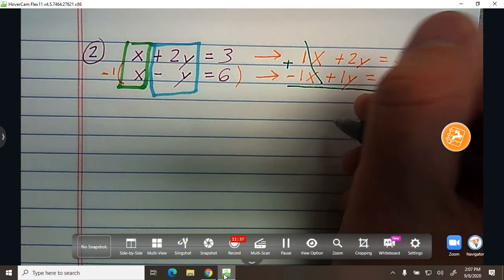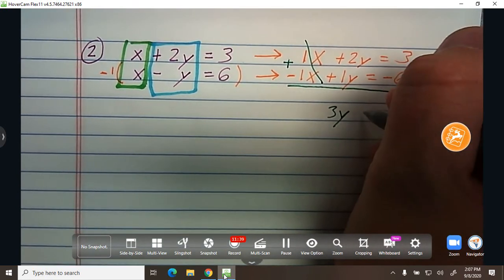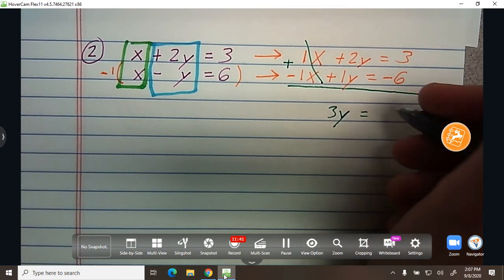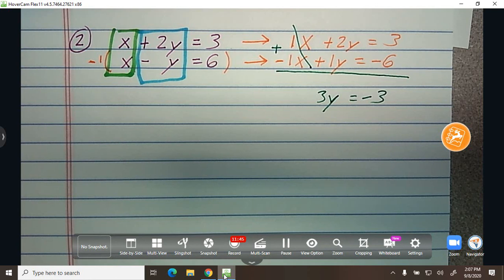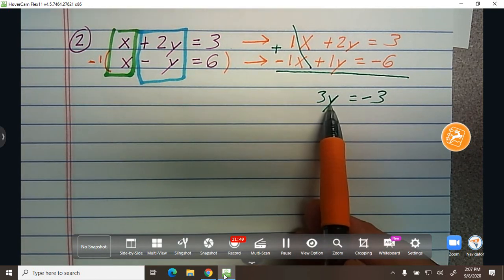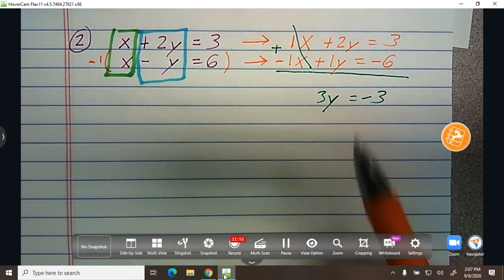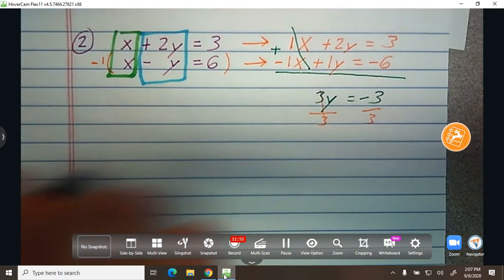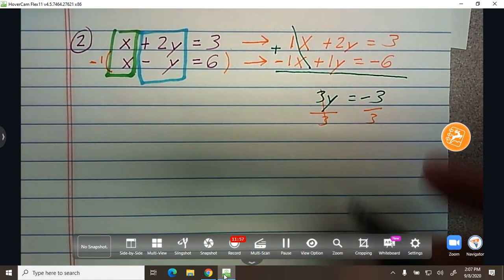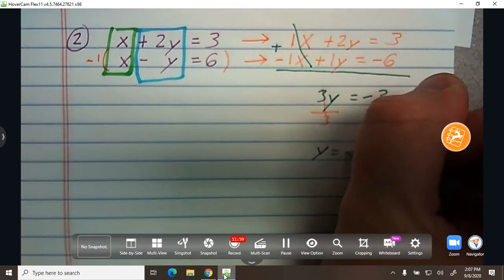2y and 1y is 3y. 3 plus negative 6, negative 3. Solve for y. Divide by the number in front of y, because that's 3 times y. And if you type in a calculator, negative 3 divided by 3, you get negative 1.